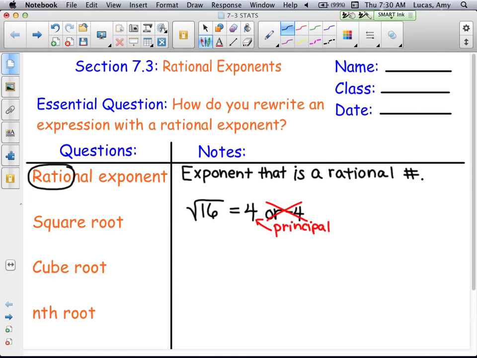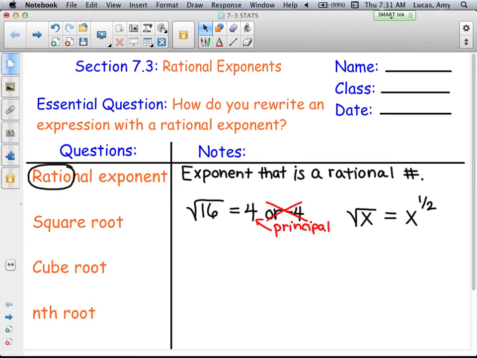Now, as a fractional exponent, a square root, so the square root of any number x can be written as x to the power of 1/2. X to the power of 1/2. I'm going to show you why that makes sense.